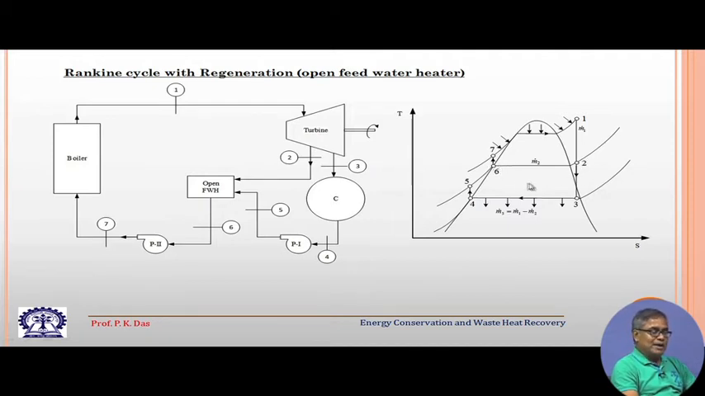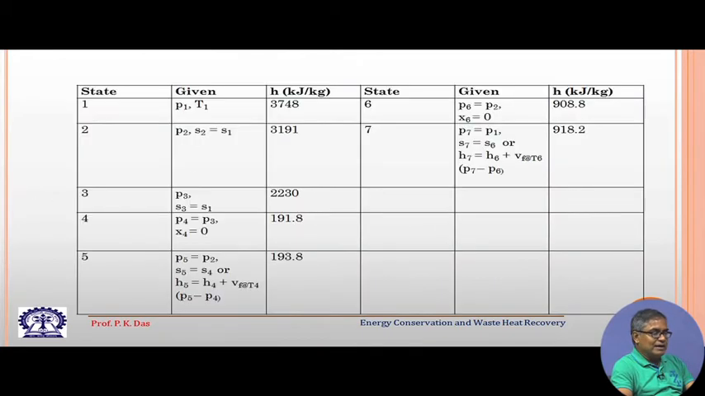So now we can make an energy balance. The energy balance I have already written. The same kind of energy balance we can use, and ultimately we will get the condition of point 6. X is equal to 0, that means it will be at the saturated liquid condition, and the pressure will be the pressure of the extracted steam or bleed steam. Then we will get that enthalpy, that is 908.8 kilojoule per kg.